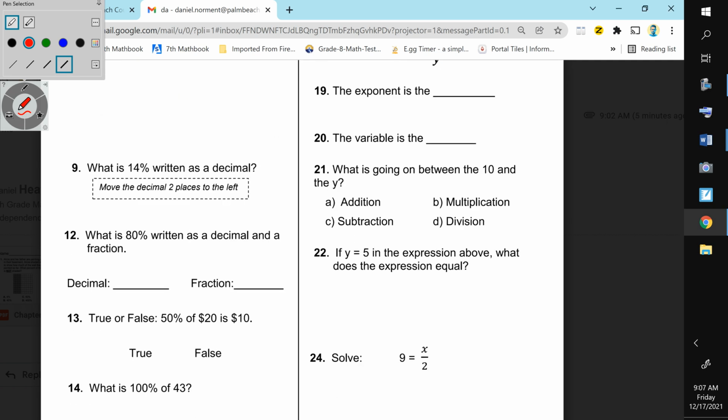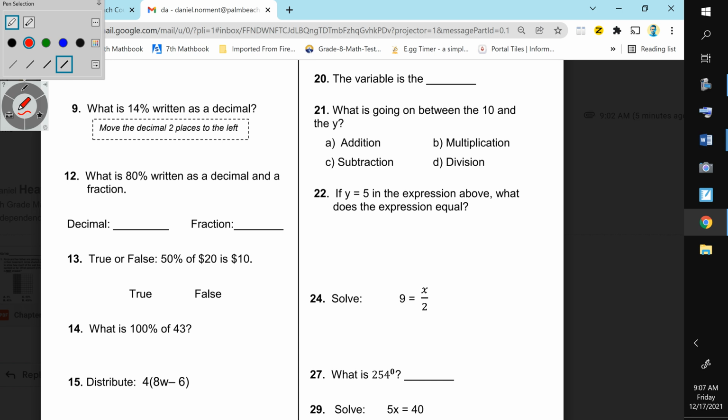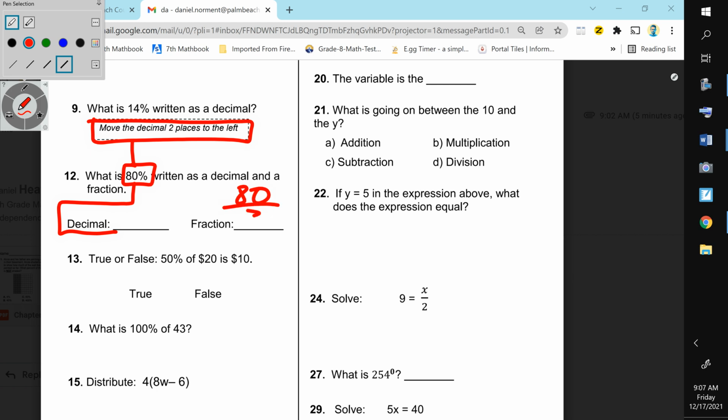Number 9, 14% written as a decimal. This box tells you what to do. Number 12, 80% written as a decimal. What you do here for number 9, do the same thing to convert this to a decimal, okay? And then as a fraction, it's going to be 80 over, and you should remember what that number is. You better. If not, see if your study guide has one like it, and it should.